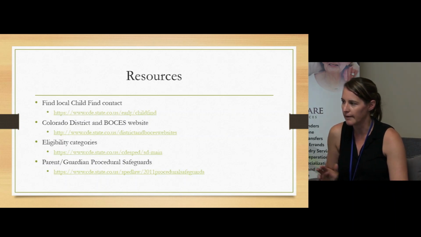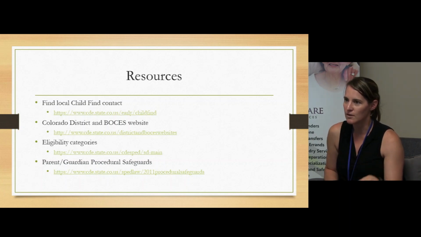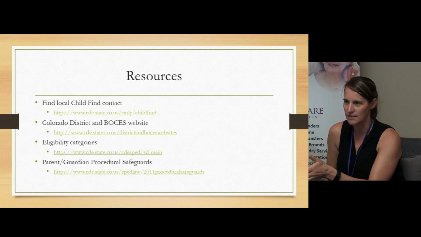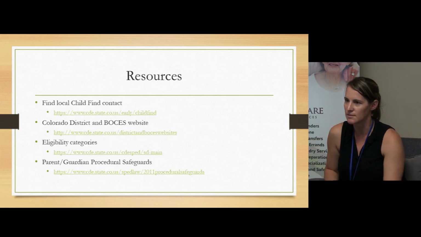And then the parent and guardian procedural safeguards. There's a copy there. That one also covers what happens if parents disagree with the school district or what's being offered as part of that free and appropriate public education. It lists what they would do to go through mediation, file a state complaint, or go through due process.